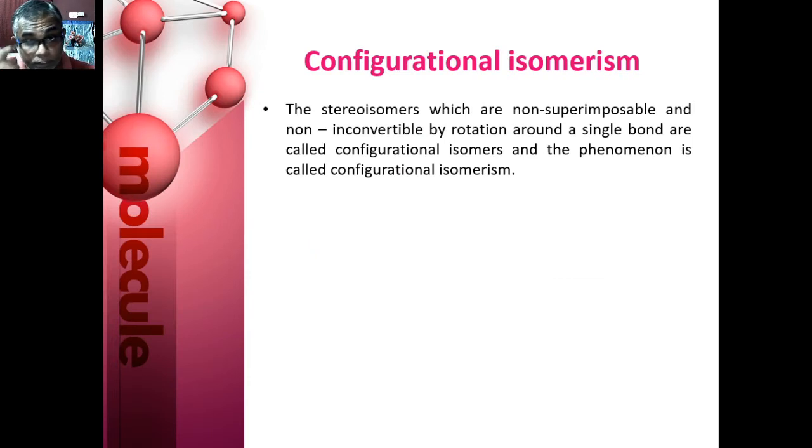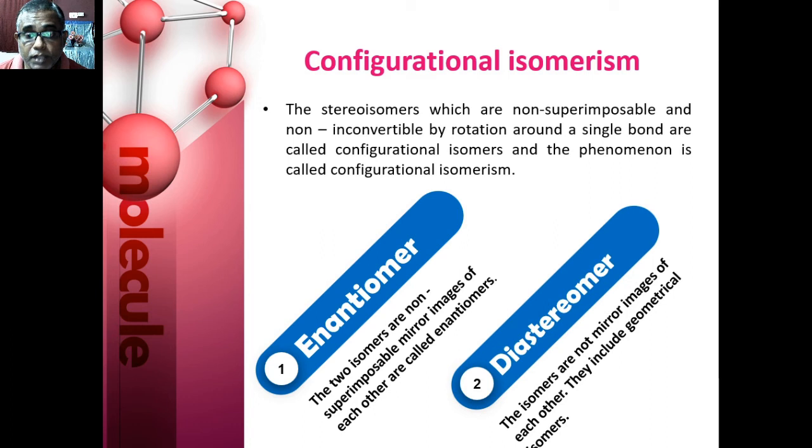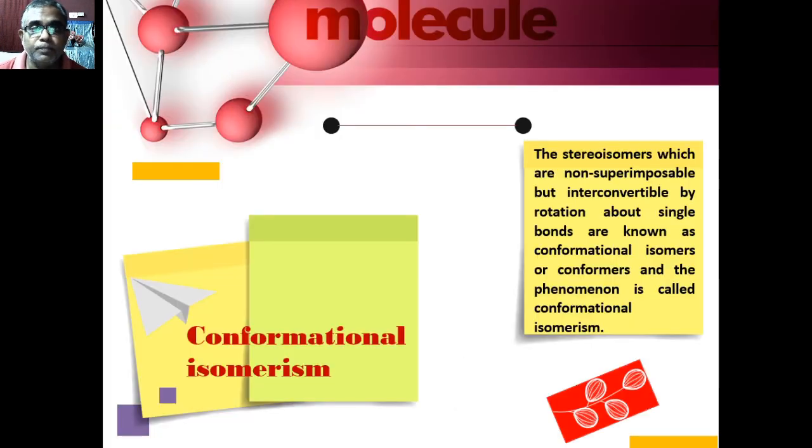Coming back to configurational isomerism, the stereoisomers which are non-superimposable and non-interconvertible by rotation around a single bond are called configurational isomers, and the phenomenon is called configurational isomerism. The best example is an enantiomer. Two isomers that are non-superimposable mirror images of each other are called enantiomers, and if the two isomers are not mirror images of each other, they are called diastereomers, which also includes geometrical isomerism.